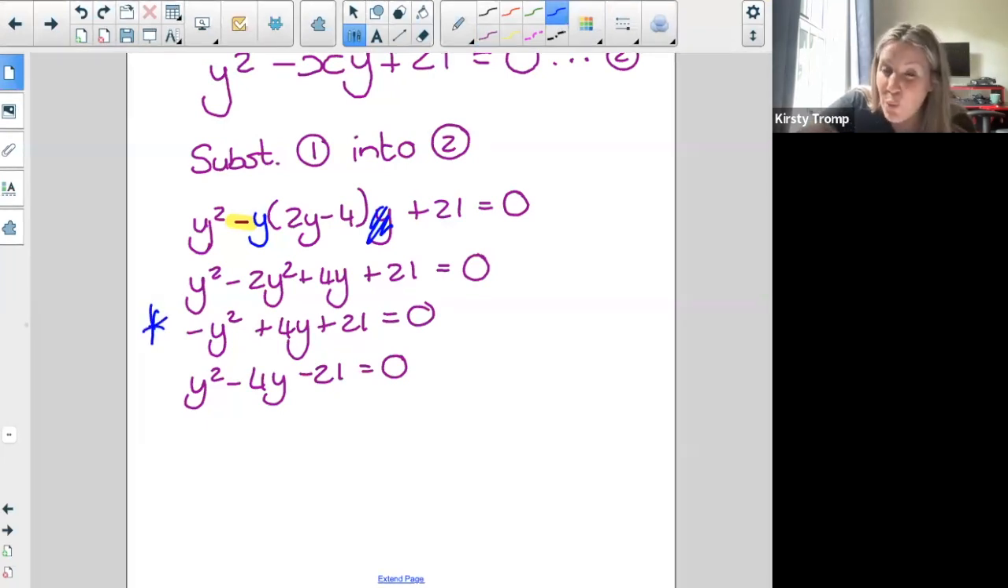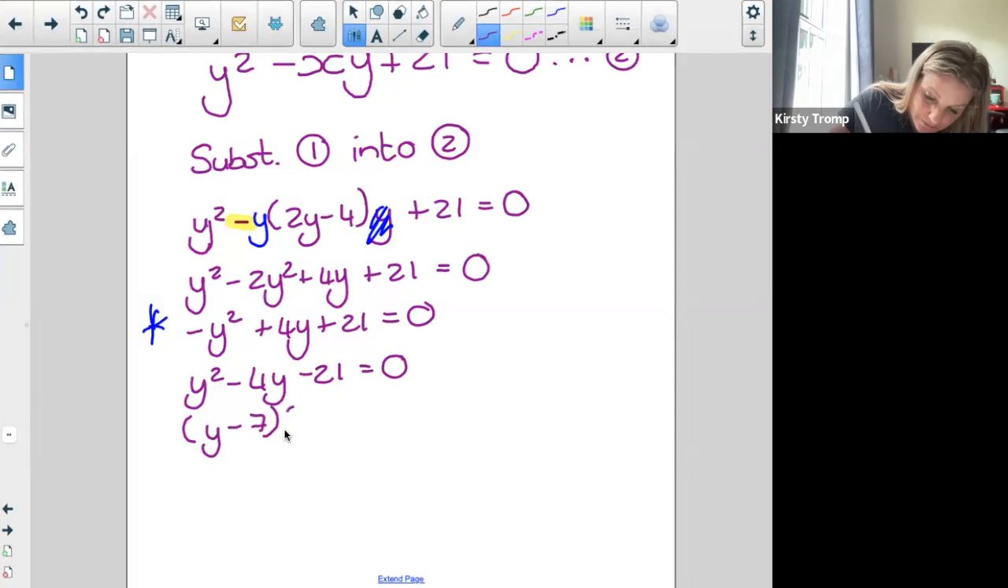Okay, I took away the negative. Now, how do I take away the negative? I multiply everything by a negative, okay? So at this stage now, I need to put it into brackets, all right? So I'm going to get y minus 7 and y plus 3.